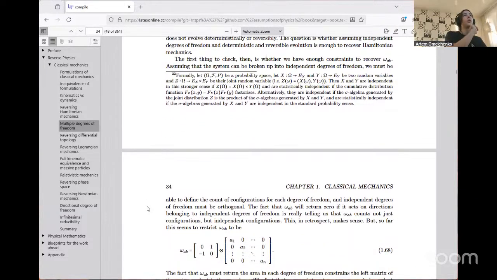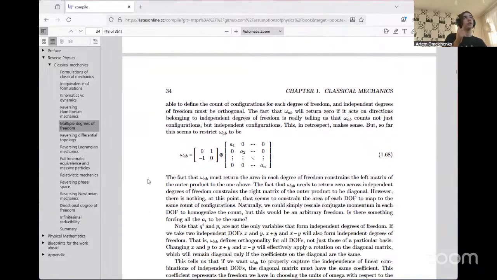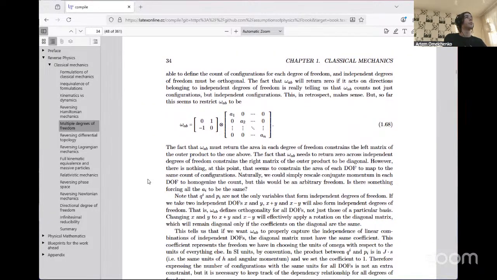The first thing to check then is whether we have enough constraints to recover omega AB, assuming that the system can be broken into independent degrees of freedom. We must be able to define the count of configurations for each degree of freedom, and independent degrees of freedom must be orthogonal. The fact that omega AB will return 0 if it acts on directions belonging to independent degrees of freedom is really telling us that omega AB counts not just configurations, but independent configurations. This, in retrospect, makes sense.